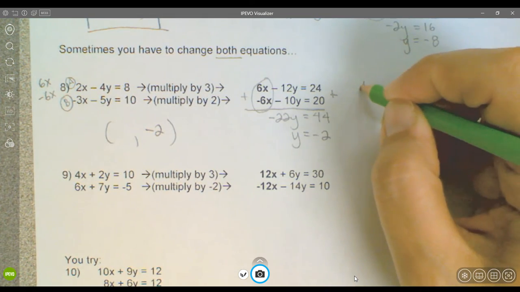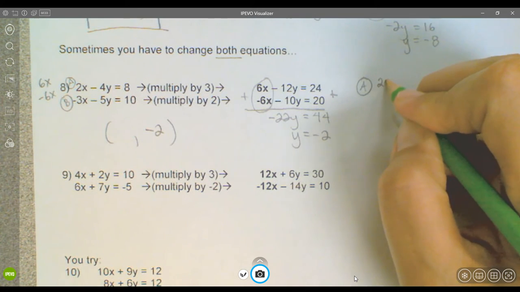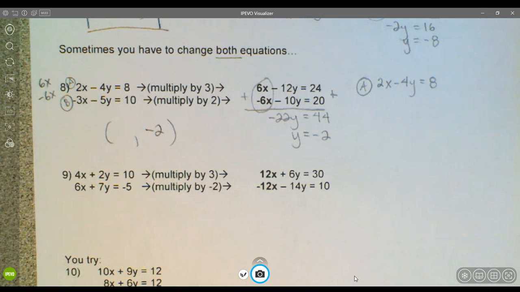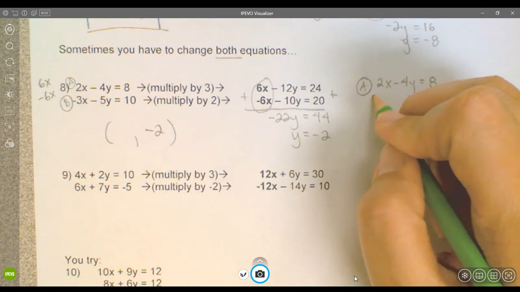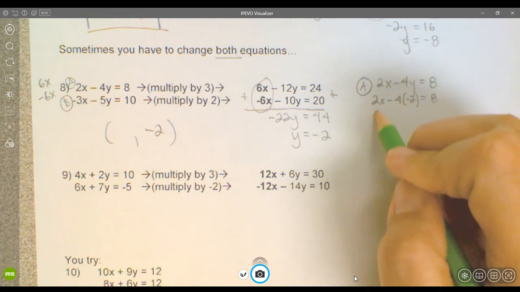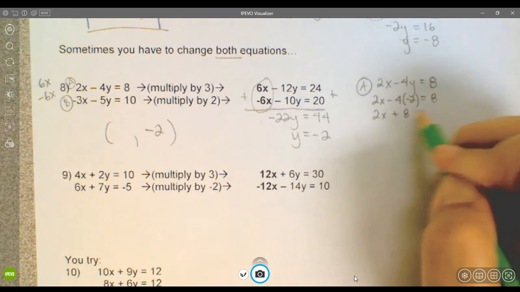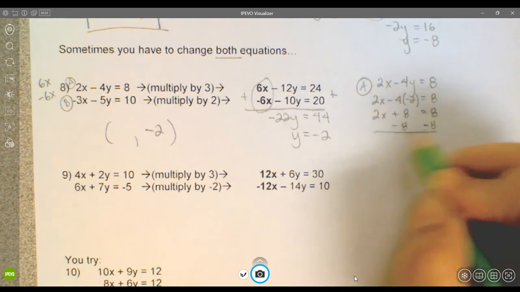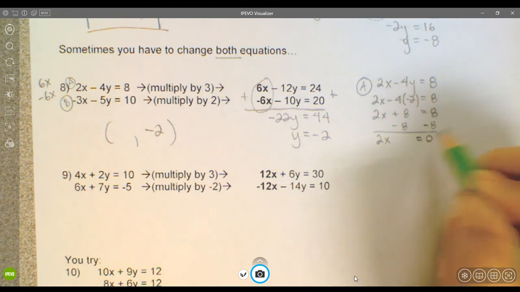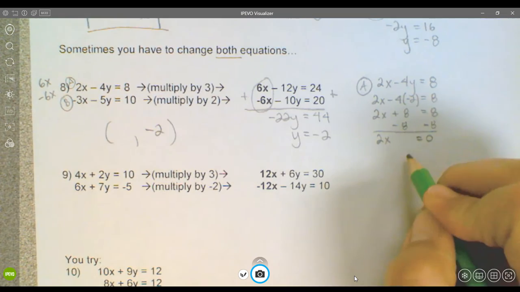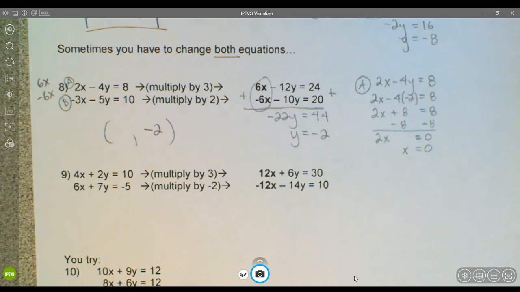I'm going to look into equation A, fewer negatives. 2x minus 4y equals 8. Okay, so I don't know what x is, minus 4, but I know that y is negative 2. So we have 2x plus 8 equals 8. When we subtract the 8 from both sides, we find that x equals 0. Therefore, divide by 2, x equals 0.